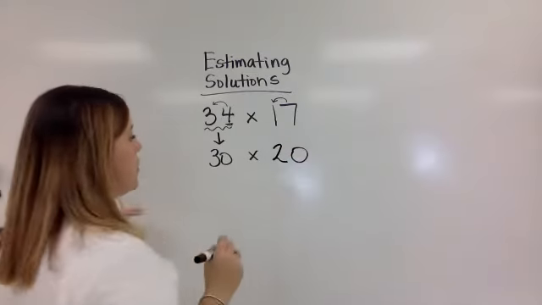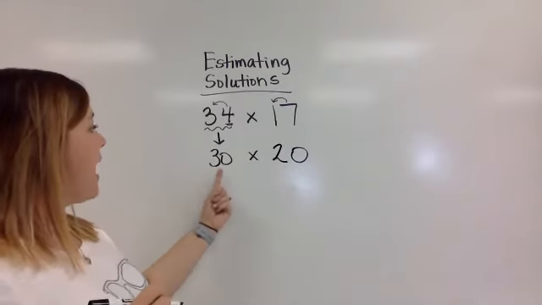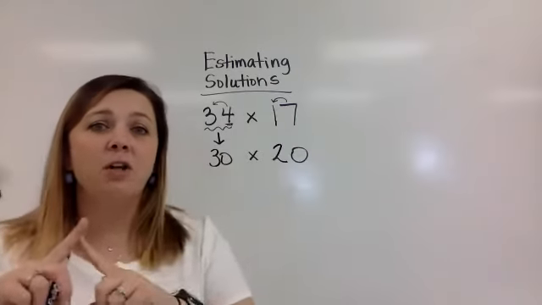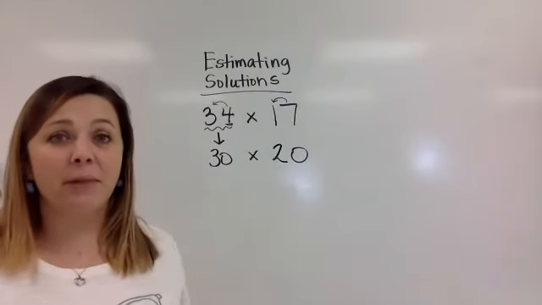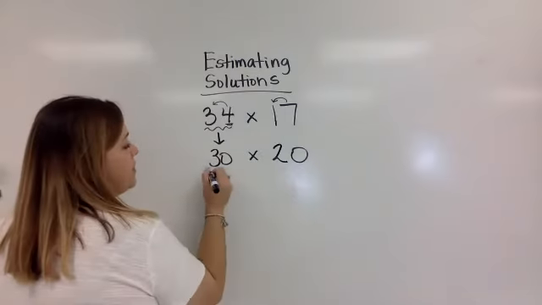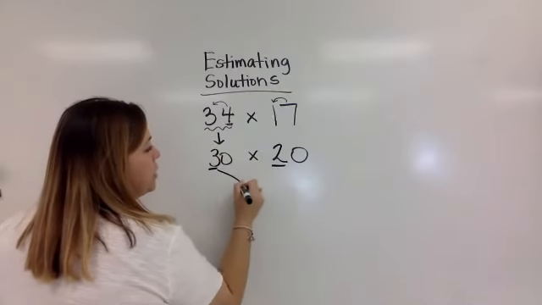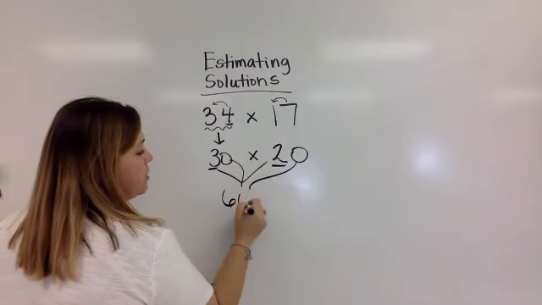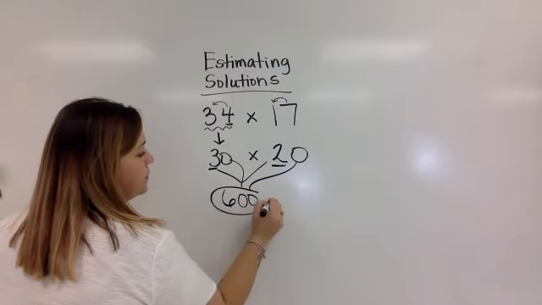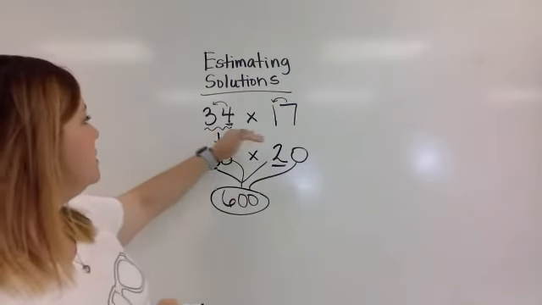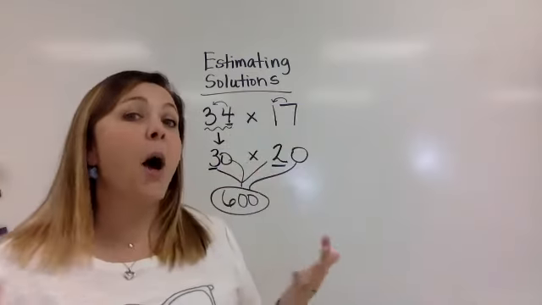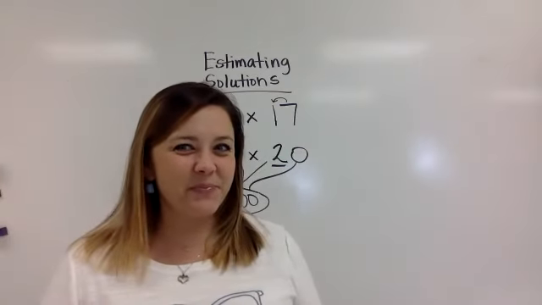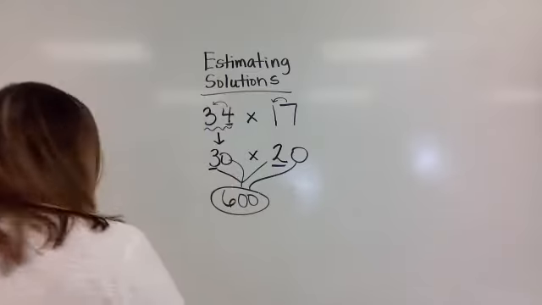So when we round both of these to the tens place, we now only have one digit that's higher than 0. So we can take those two digits and multiply them together and then just add our placeholder zeros at the end. So we have a 3 and we have a 2. We know that 3 times 2 is 6. And we've got 2 zeros that we need to add to the end of that. So 34 times 17 is about 600. Does that make sense? Okay, let's try one more together.